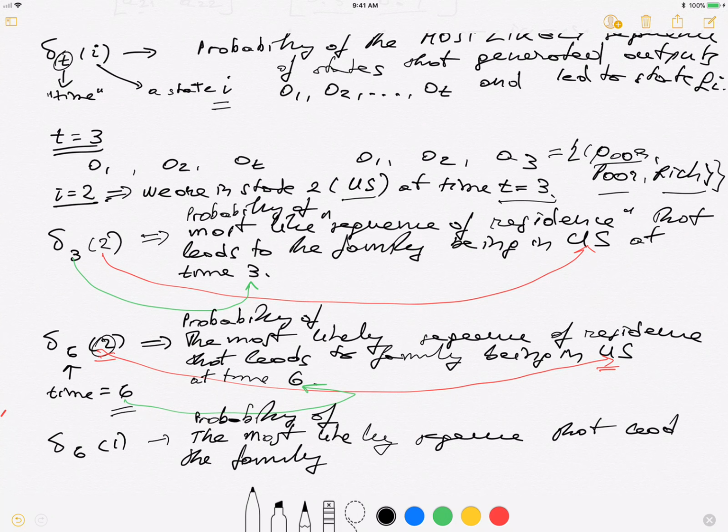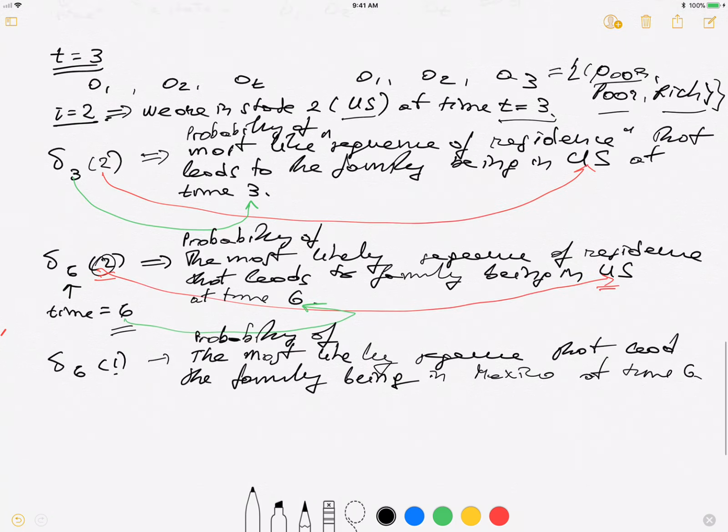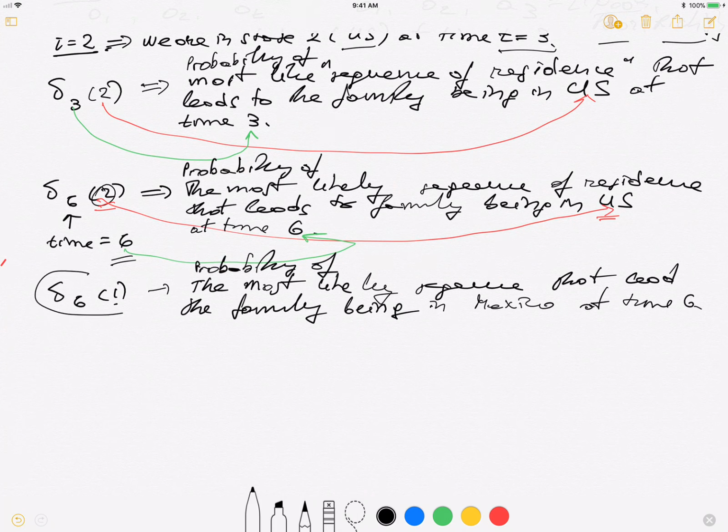Delta 6 of 1 is the probability of the most likely sequence that led the family being where? Index 1 indicates Mexico at time 6. So let's assume that we know delta 6 of 1 and delta 6 of 2. Delta 6 of 1 is the probability of the most likely sequence of events which led the family to be in Mexico. This is the most likely sequence of events which led the family being in United States.